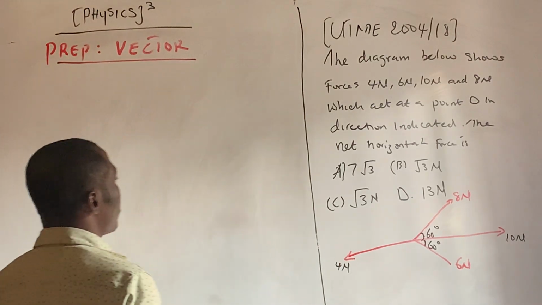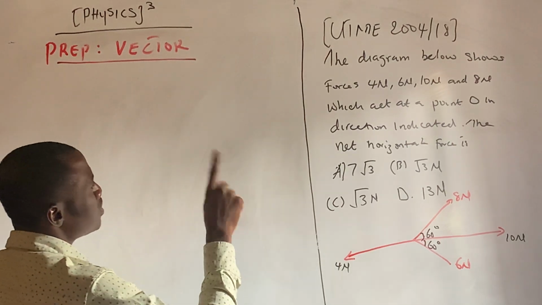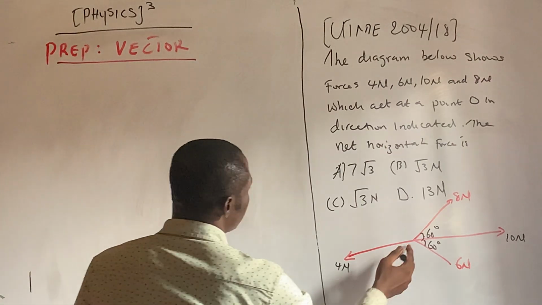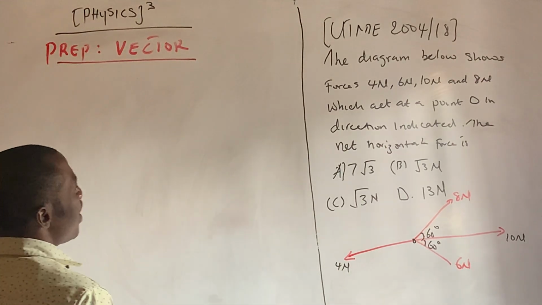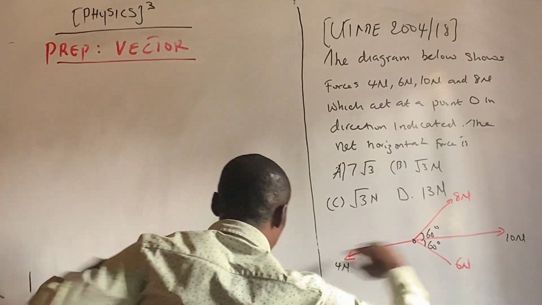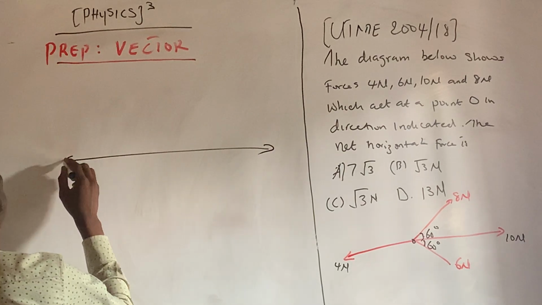If you have a UTME question that says the diagram below shows the forces 4 Newton, 6 Newton, 10 Newton, and 8 Newton acting at a point O, in the directions indicated, find the net horizontal force. So this is horizontal forces. Now let's redraw the diagram. We have this diagram here.